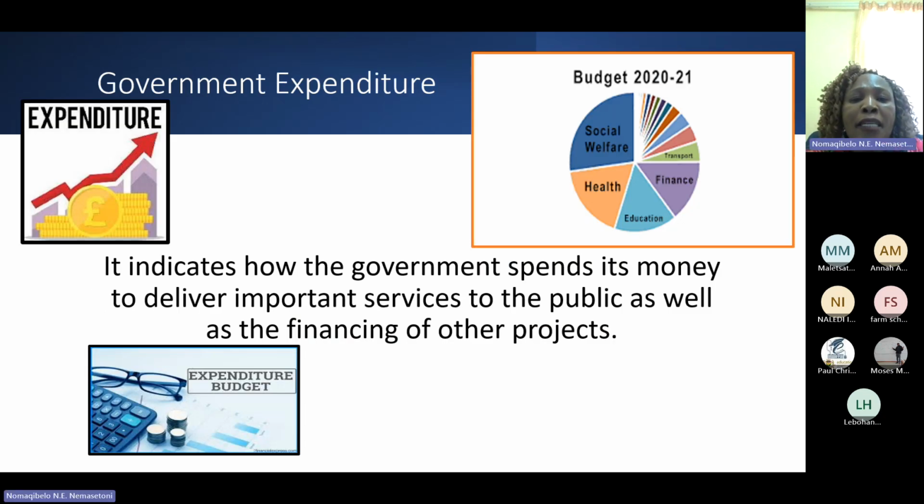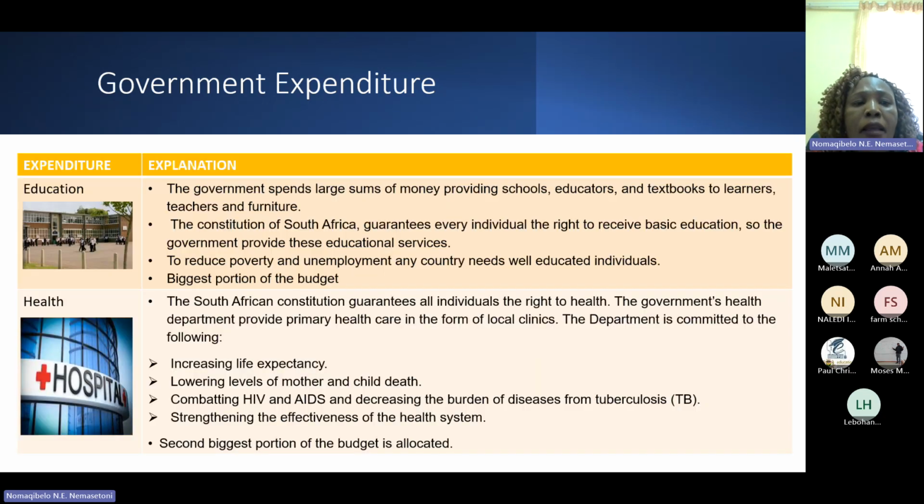Now we come to the government expenditure. How then is the government going to use that money that they generated? Now, the government expenditure indicates how the government spends its money to deliver important services to the public, as well as the financing of other projects that are going to be of benefit to the country.